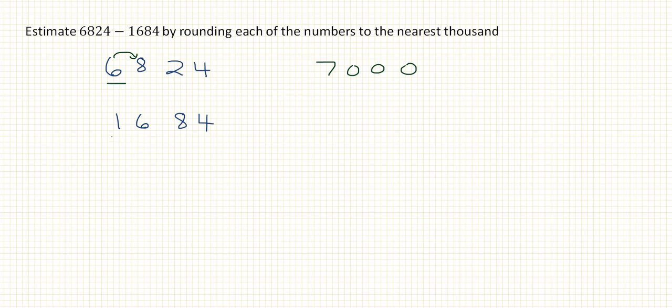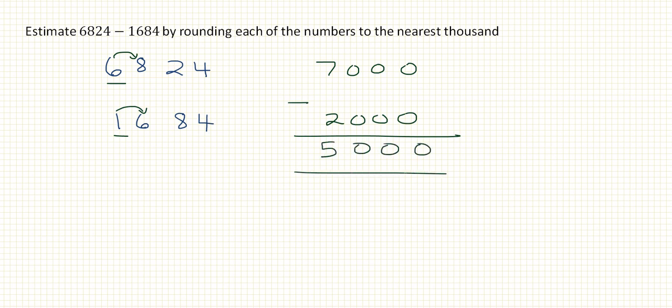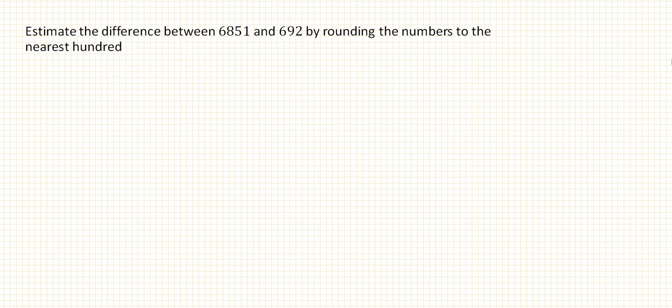7,000. And then we look at 1, which is the number in the thousand position. We look to the right, the number there is 6, which is 5 or more, so we round up to 2,000, and then we can subtract, and we are left with 5,000.